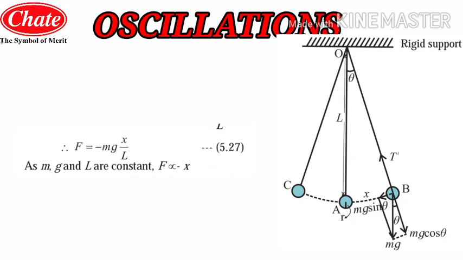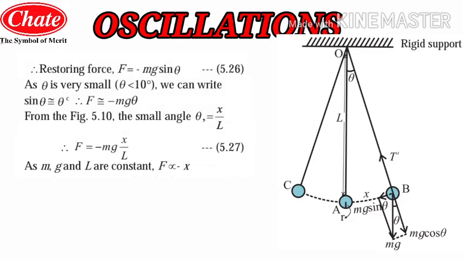Now students, here we can say that the restoring force in this condition will be F equals minus mg sin theta, directed perpendicular to the string. Now as theta is very small, when the mg component has been resolved, the angle theta is very small, and you can say that it is less than 10 degrees.